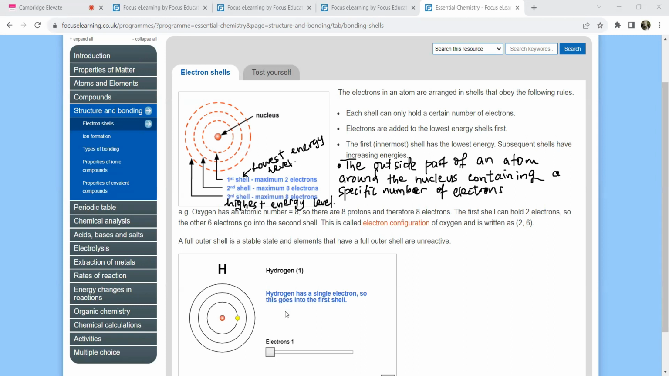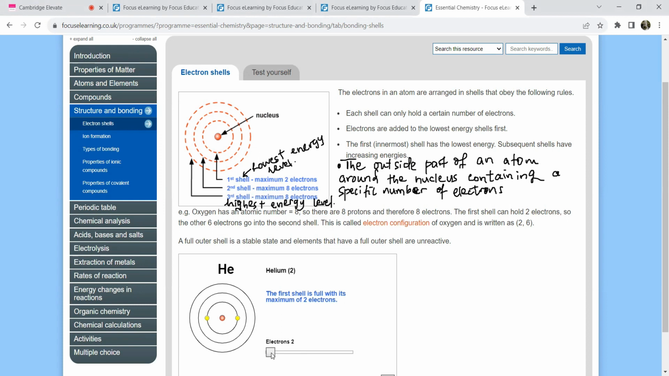Now, looking at this animation here, you have your hydrogen atom with 1 electron. See, the electron is in your first energy level. So if I add another electron, that is 2 for your helium, it still lands on your first energy level. That's your first shell, and the first shell must contain a maximum of 2 electrons.